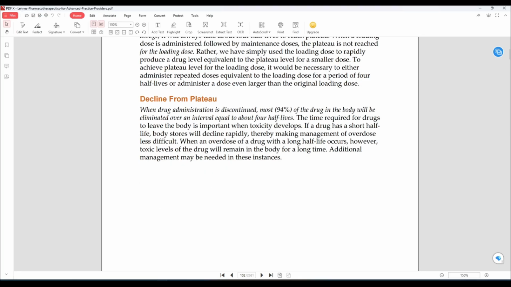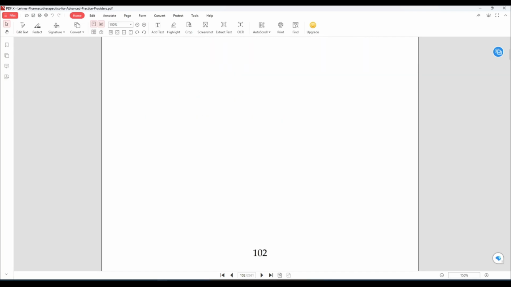A decline from plateau. When drug administration is discontinued, most, 94%, of the drug in the body will be eliminated over an interval equal to about 4 half-lives. The time required for drugs to leave the body is important when toxicity develops. If a drug has a short half-life, body stores will decline rapidly, thereby making management of overdoses less difficult. When an overdose of a drug with a long half-life occurs, however, toxic levels of the drug will remain in the body for a long time. Additional management may be needed in these instances.